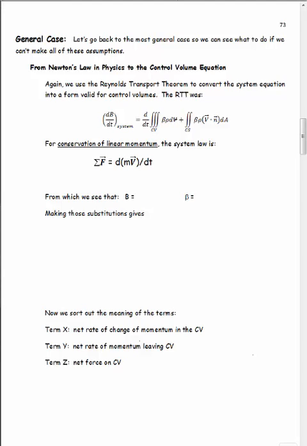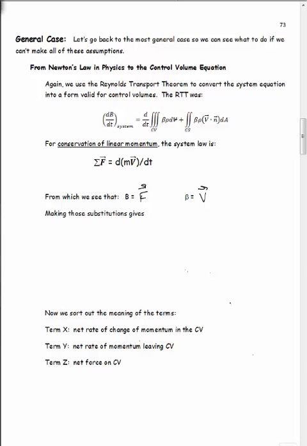Okay, so let's talk about the very general case. So starting with our Reynolds transport theorem, and you probably want to cross this V here, because this is supposed to be d volume. Reynolds transport theorem and our system law for conservation of linear momentum, which this d(mV)/dt is really mass times acceleration, right?